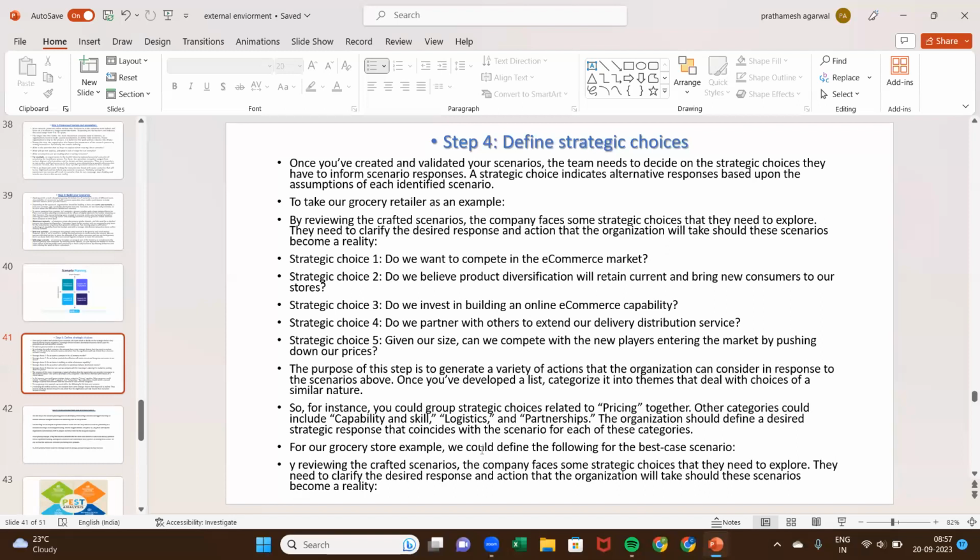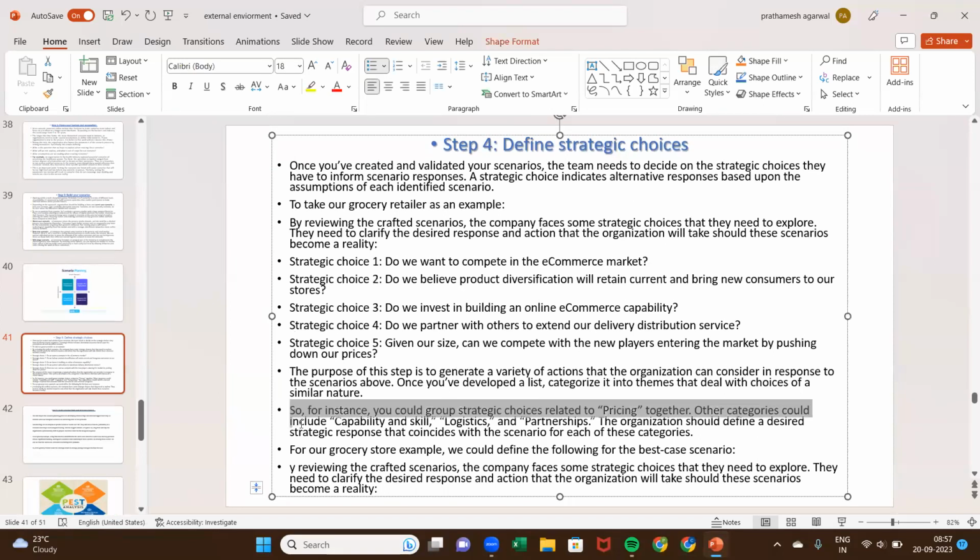For a grocery store, we could define the following for the best scenarios. Reviewing the crafted scenarios, the companies face strategic choices they need to explore. In case of grocery, we are going to explore these factors. Why grocery stores? Because of e-commerce, we are going to consider these factors.